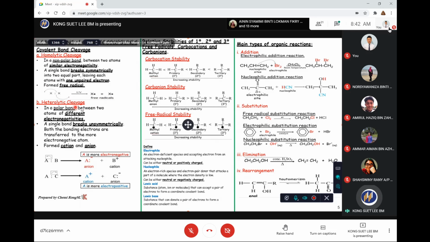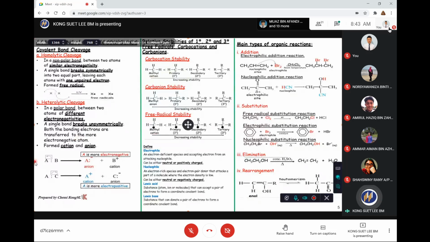Heterolytic cleavage is the opposite of homolytic cleavage. Polar bond, different electronegativity, it breaks unsymmetrically. And when it breaks, it will form a cation and an anion. And then the electron will move to the atom that is more electronegative.